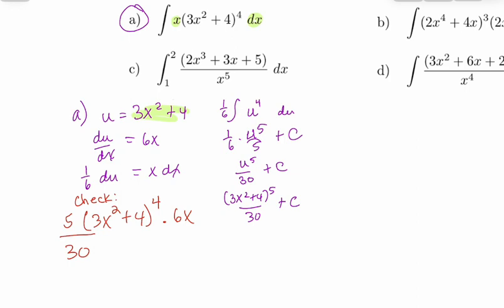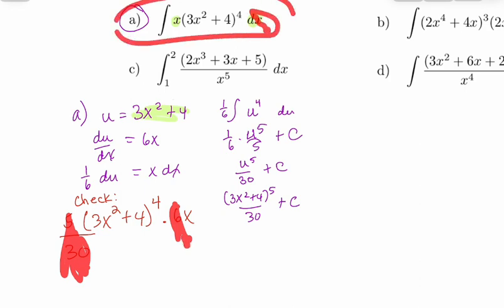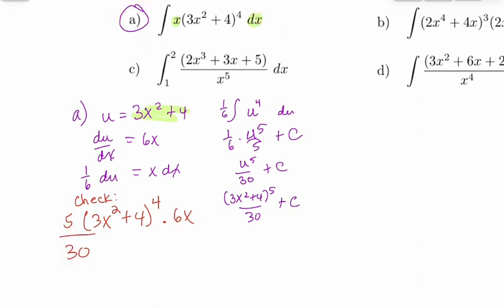Now, let's think about how that is the original answer. 5 times 6 is 30. The 30s are going to cancel out. Inside the integral, did we have an x times the quantity of 3x squared plus 4 to the fourth? We sure did. So if you do the derivative of the answer of an integral and you do not get the function inside, you did not do the correct antiderivative. You can check every integration that way.